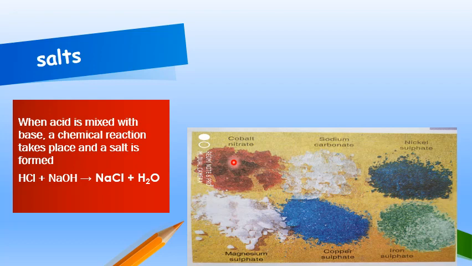Common salt is only sodium chloride, which you are using in the kitchen. This is called common salt, and these are also salts, but chemical salts with different chemical names: copper sulfate, iron sulfate, sodium carbonate, nickel sulfate, magnesium sulfate, and cobalt nitrate. Do you think only these six? No, thousands of salts are there. Let us learn about their properties.